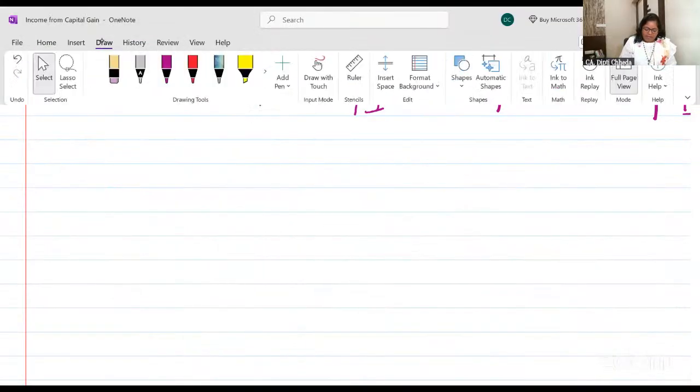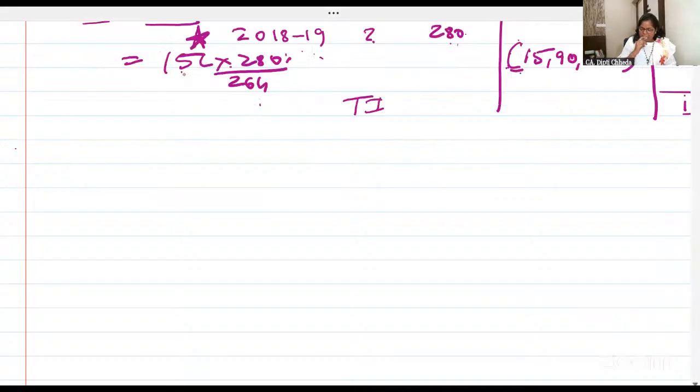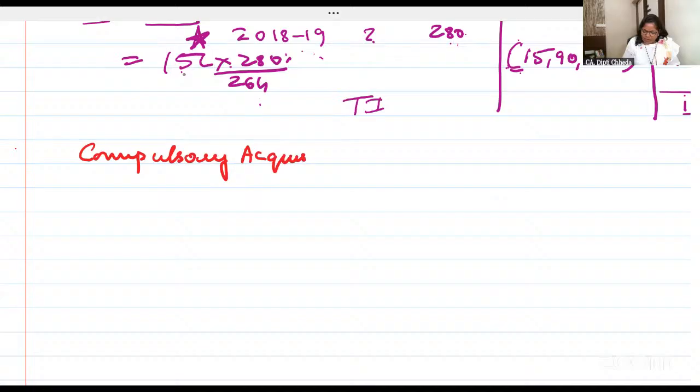Chalo, come to the notebook and we will take up the concept now. Whenever you're writing the concept, write with red pen and then apply, and with any other black ballpoint pen you can solve the question and answer. Now I'm making you write compulsory acquisition. Likhte likhte we will solve one question also.